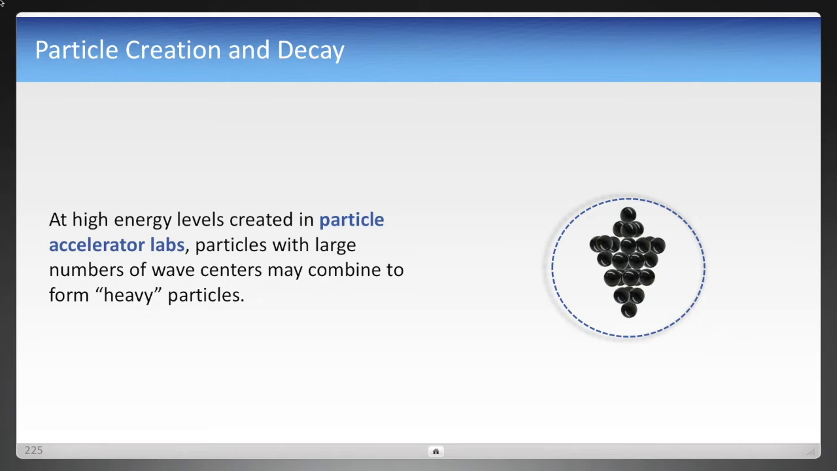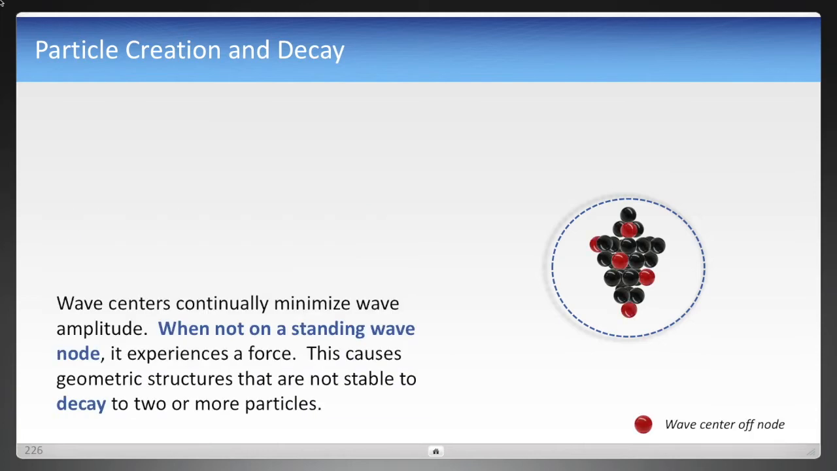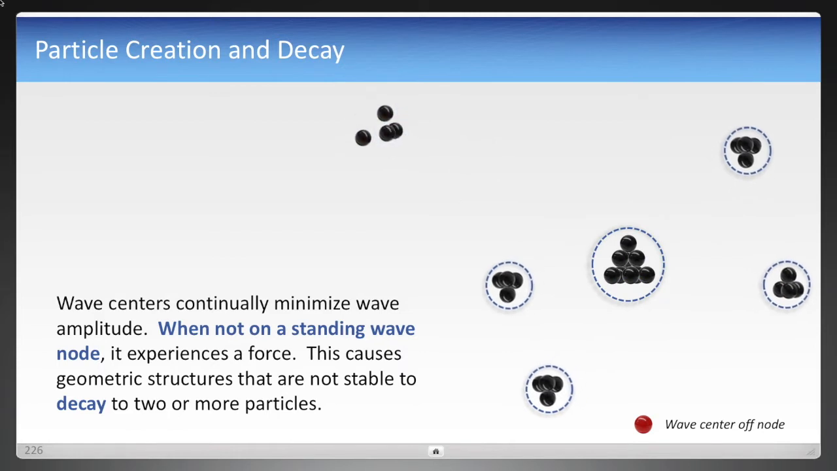But in particle decay, all of these wave centers cannot be placed at standing wave nodes. We'll get into the geometry of that in a little bit, but they have to be at wavelengths, and they have to be at wavelengths in three-dimensional directions. And so red again here is just representing that a wave center is not at a node. And when this happens, again, the fundamental rule for force says that it has to move until the point where it's minimized its wave amplitude. And so it'll continue to break up until the point where it is stable and those wave centers are on the nodes, creating the stable particles. So again, a logical definition of a fundamental particle explains the creation and decay of the particles that we see.